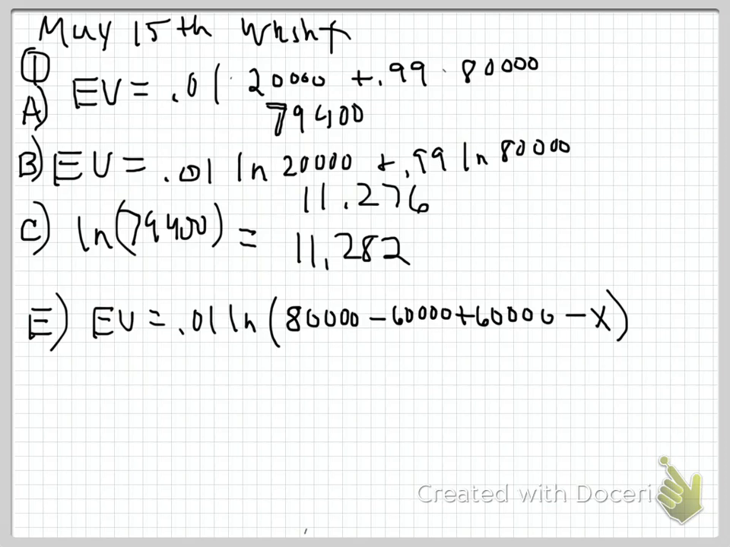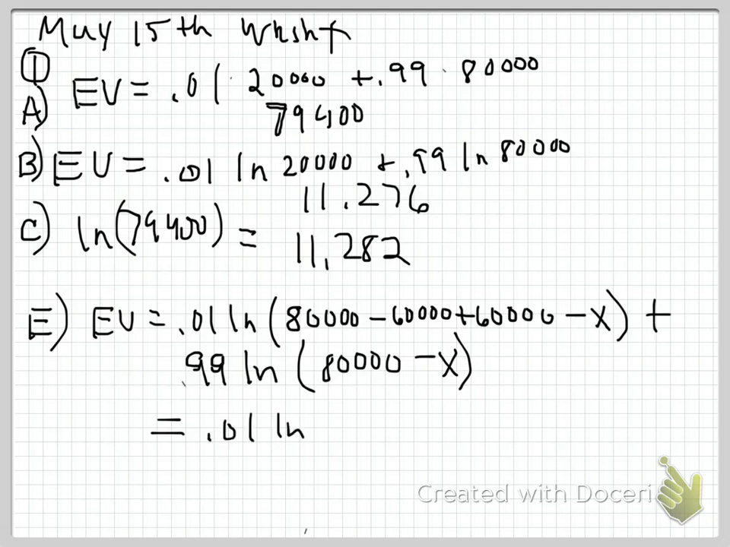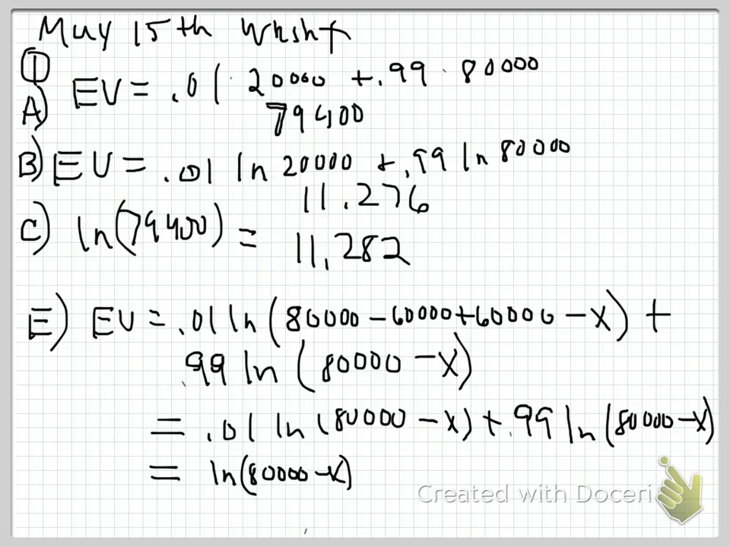Let me rephrase that. So it's a 1% chance that the tornado comes, which means his wealth is reduced by $60,000, but then he gains $60,000 right back from the insurance company, and then he also pays X dollars in premiums per year. So that's the state of the world if the tornado comes through. The state of the world if there's no tornado, which happens with 99% probability, is simply that he has a wealth of 80,000, but he's guaranteed to pay X dollars per year as well. And so that actually simplifies to simply log of 80,000 minus X.